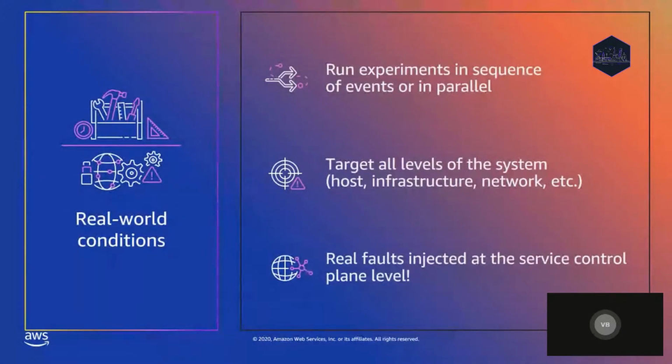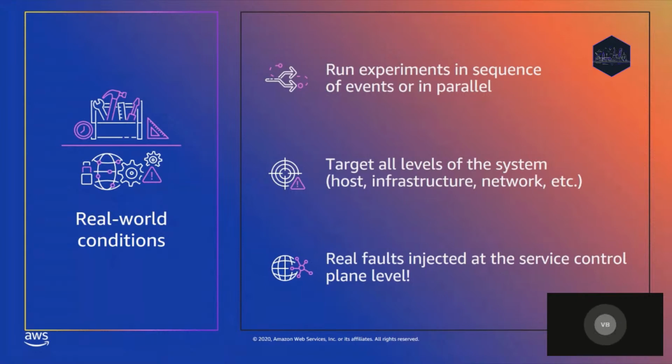Testing of real-world conditions. You can run experiments in sequence of events or in parallel, because what does real life look like? Real life probably means that multiple things will all break at the same time, not just one thing. I think my demo that I have today is what they call blue sky, where one thing is breaking, but you can have more than one thing breaking at a time. I'll show you when we do the management console, when we define the experiment template. I'll show you how you can define for parallel, or you can define for just one thing.